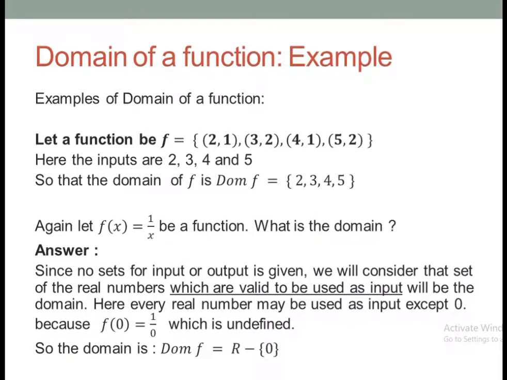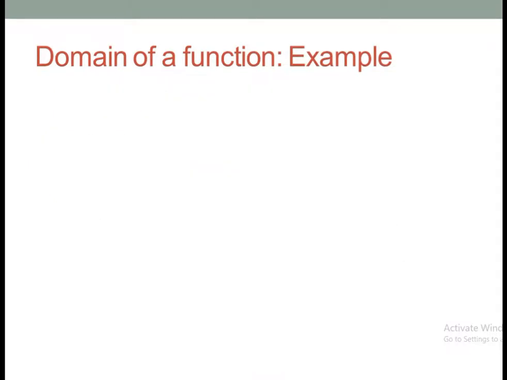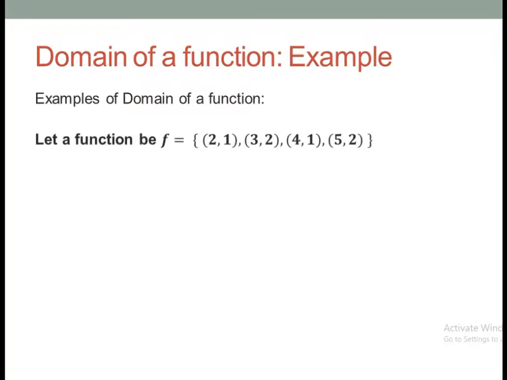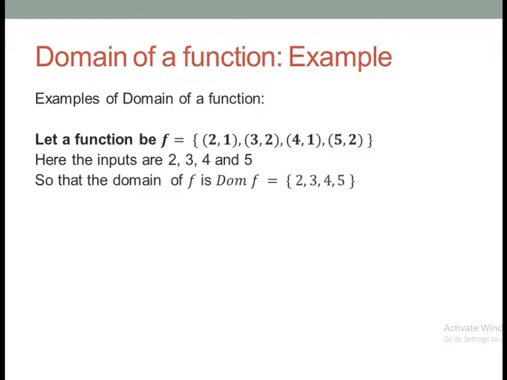Now we are going to watch an example of domain. We are going to take two examples. For the first one, let f be a function {(2,1), (3,2), (4,1), (5,2)}. Here the inputs are 2, 3, 4 and 5. So the domain of f is dom_f equal to the set containing 2, 3, 4 and 5.